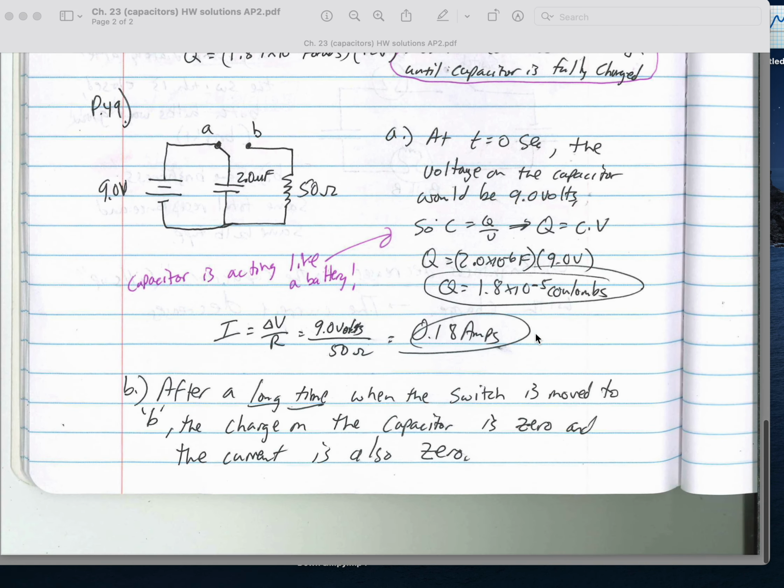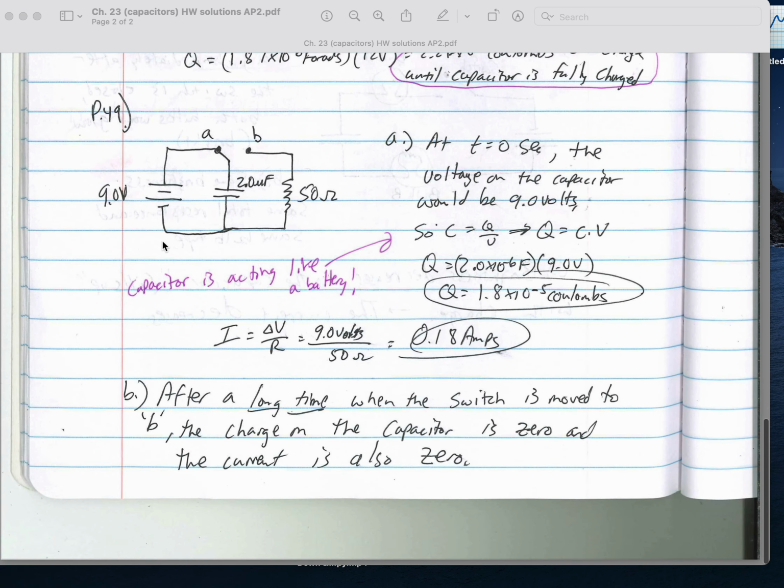This one we went over in class. I really like this question because it basically switches from a capacitor circuit to, when this switch goes over here, essentially a series circuit with a resistor, and the capacitor is acting like a power source. So the voltage on this capacitor would be 9 volts at time 0, because I know that it's been hooked up to the battery for a long time.